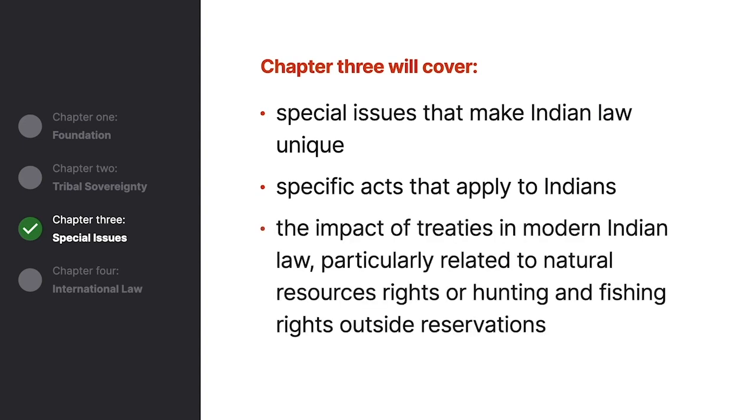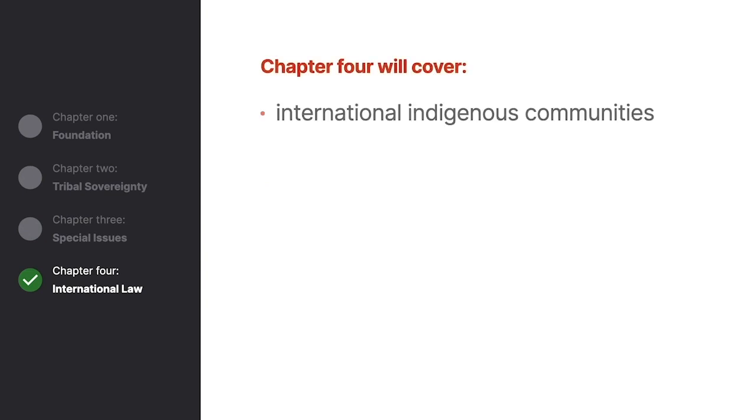This chapter also highlights the impacts of treaties on modern Indian law, particularly when determining whether Indians have rights to natural resources or the right to hunt and fish outside of Indian reservations. Chapter 4 rounds out our course by looking at international indigenous communities.